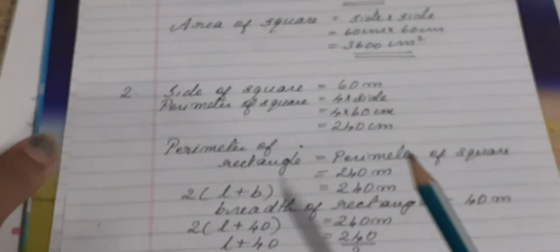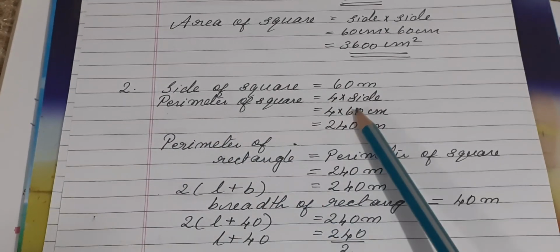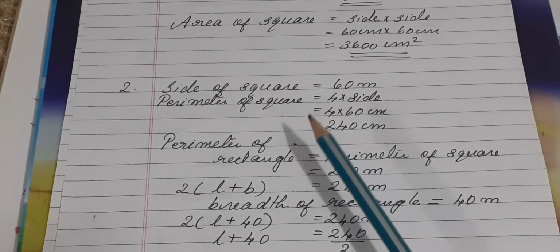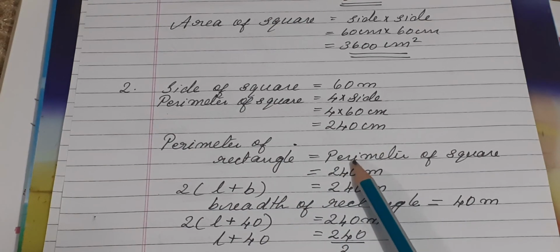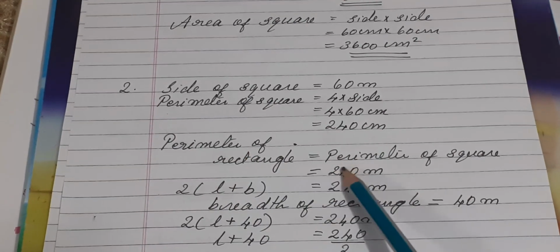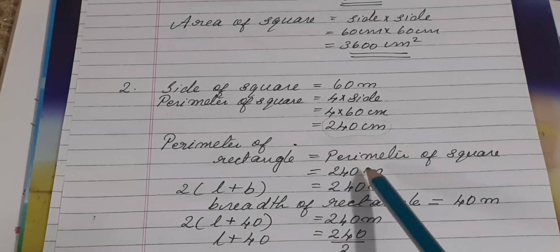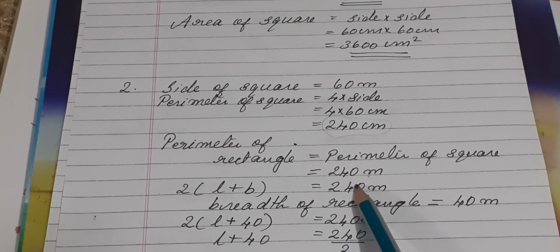So here side of the square is given as 60 meter. Perimeter of the square is given as 4 into side. So you will get that as 240 meter as the perimeter of the square. They said perimeter of the rectangle and perimeter of the square are equal. Okay, so perimeter of the rectangle means perimeter of the square. Perimeter of the square means we got that as 240. Okay, so perimeter of the rectangle is equal to 240 meter.